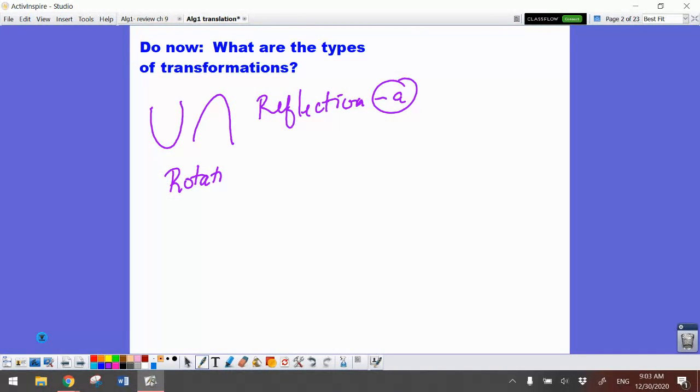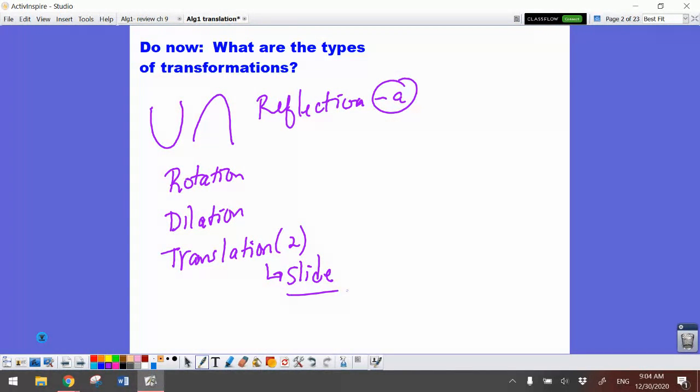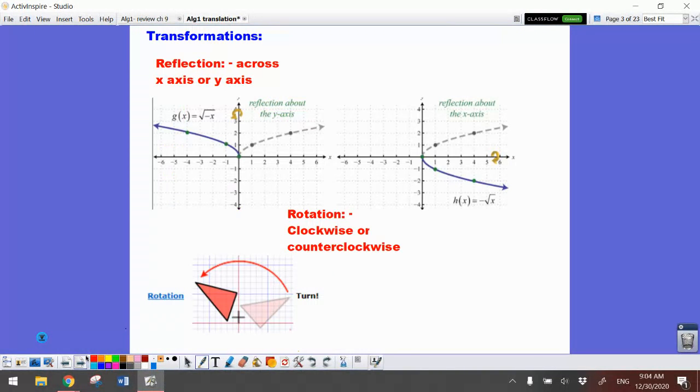Rotation, which we don't use very much in algebra, but you'll see it in geometry, so we do want to talk about it real quick. We're going to talk about dilation, and then we're going to talk about translation. And with translation, there are 2. You might remember something about sliding when we talk about translations. So let's go ahead and start with talking about reflection.